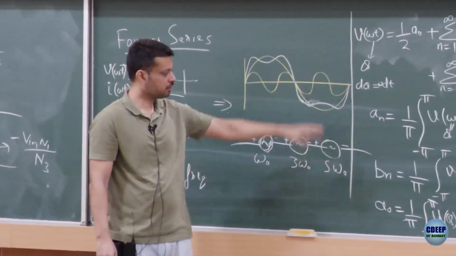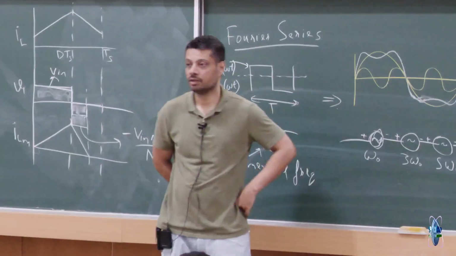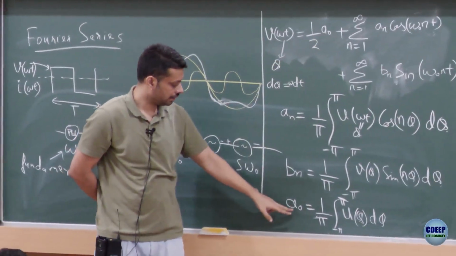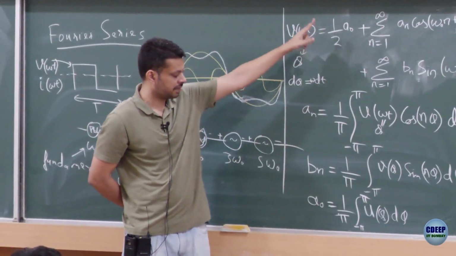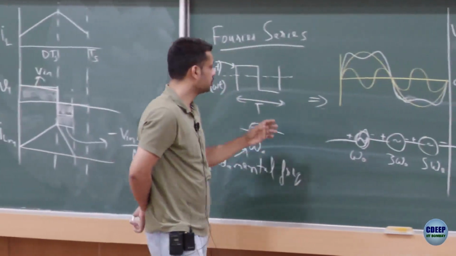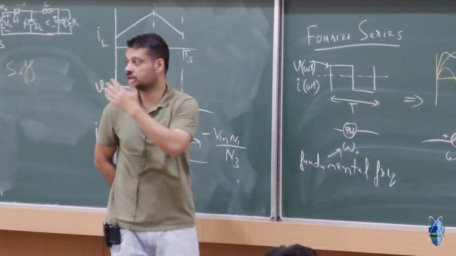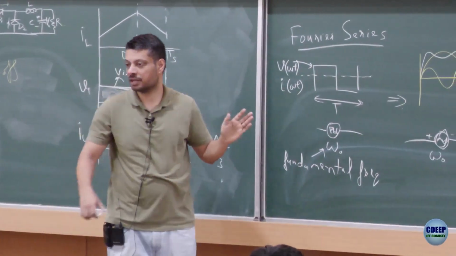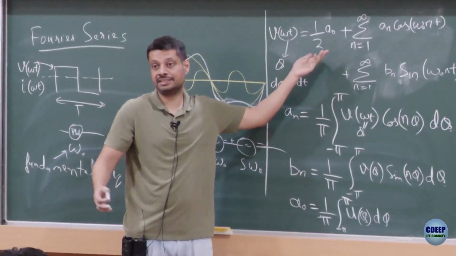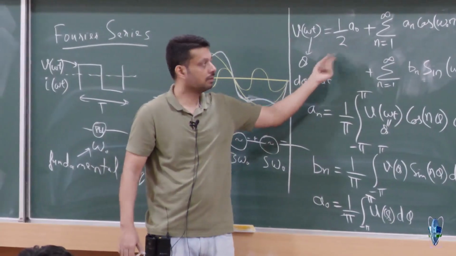But once you write it down, we'll try to have a look at it for a little better understanding. The first component, 1 by 2 of a naught, is nothing but 1 upon 2 pi integral of minus pi to pi v theta d theta, which is nothing but the average value of v. So the first component is the average value. In our case, if our sources are sinusoidal, or even a square wave, there is no average value, so this first term might come out to be 0. If there is no DC, this will come out to be 0. If there is a DC component, this will come out to be non-zero.